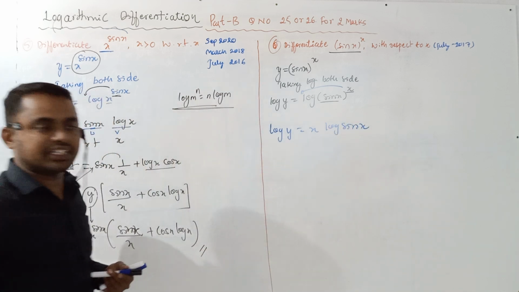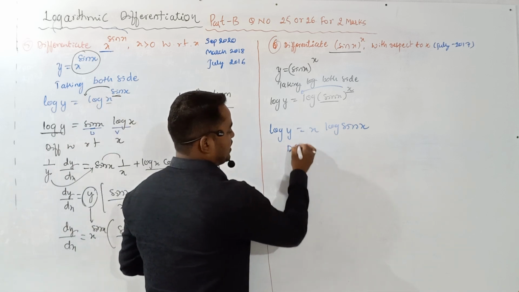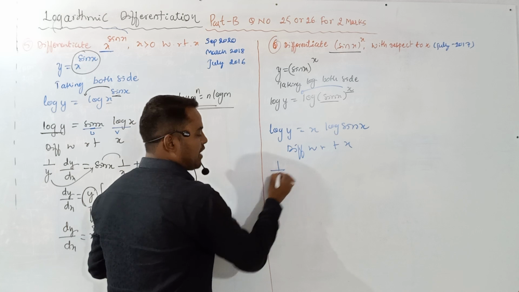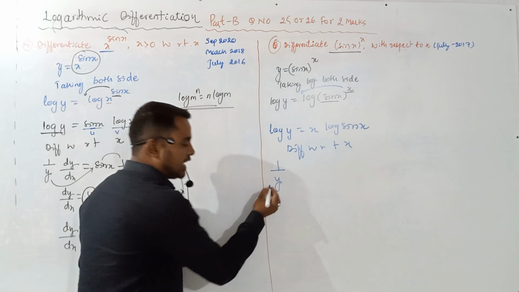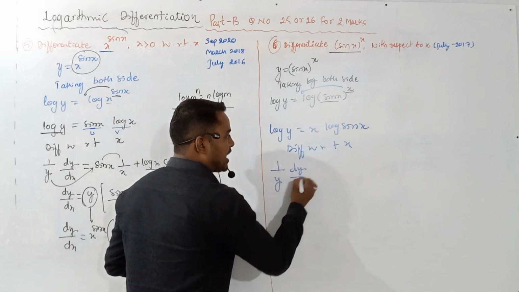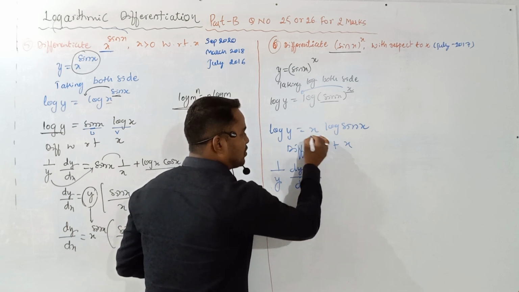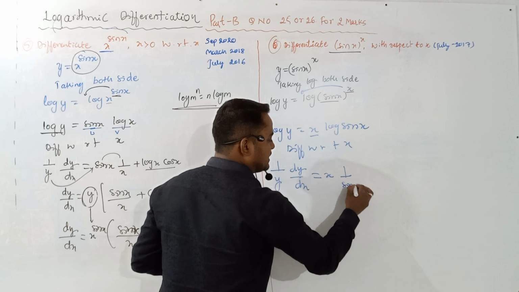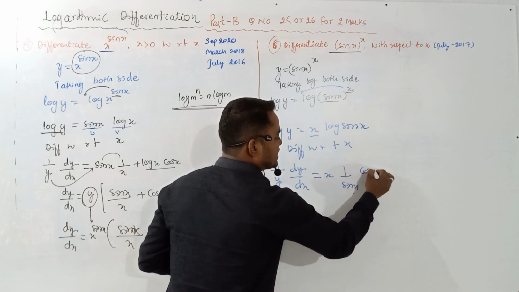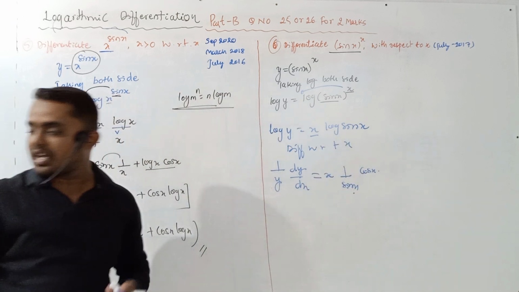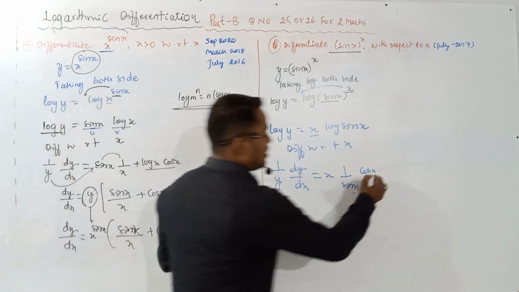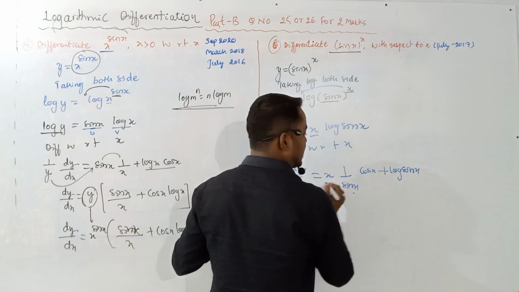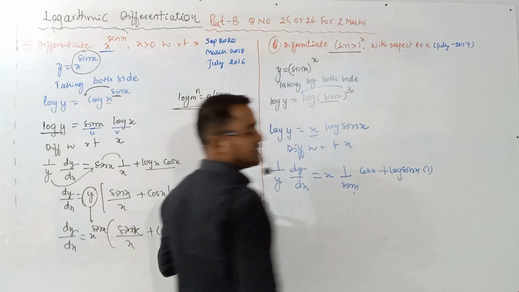Now again differentiating with respect to x. The derivative of log y is 1 by y times dy by dx. Again the product rule: x as it is, times the derivative of log sin x, which is 1 by sin x times the derivative of sin, cos x, plus log sin x as it is times the derivative of x, which is 1.